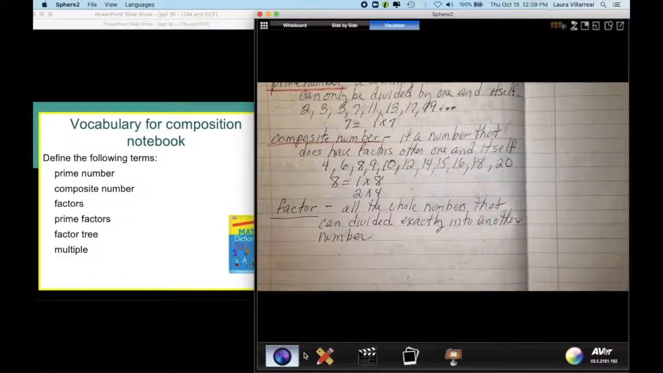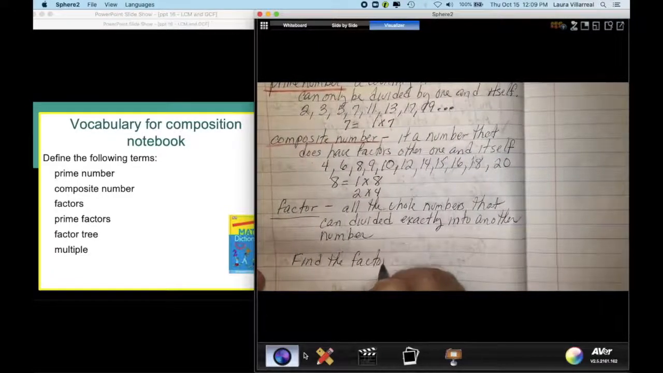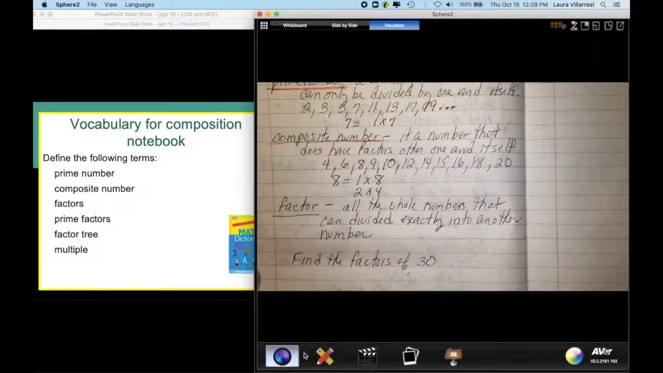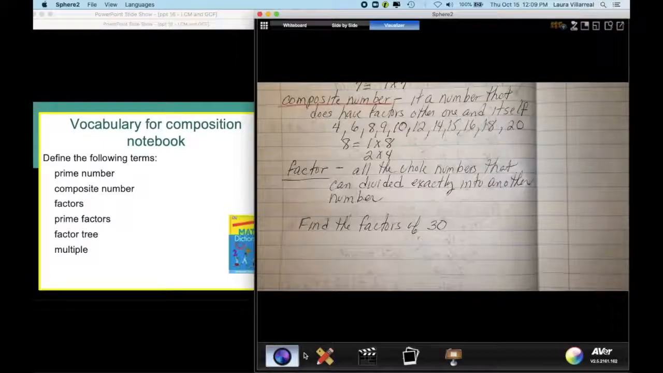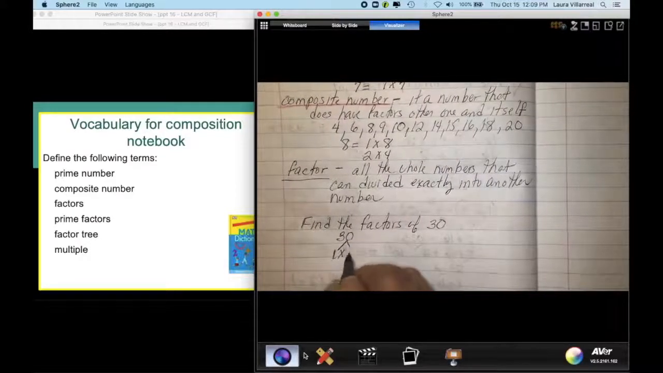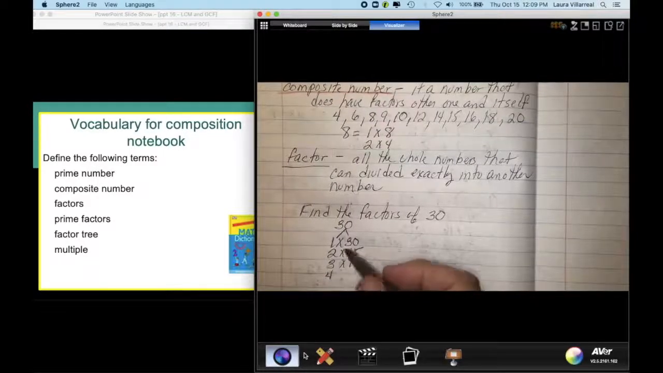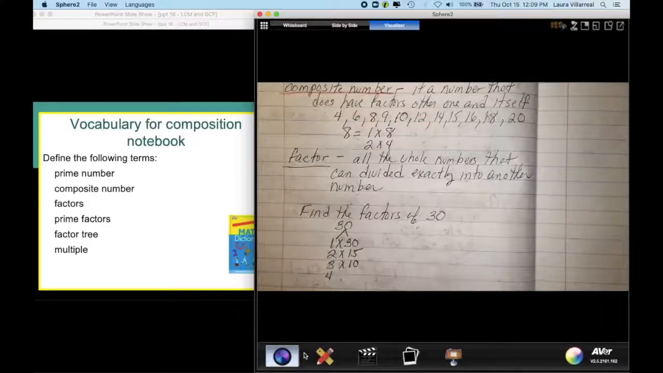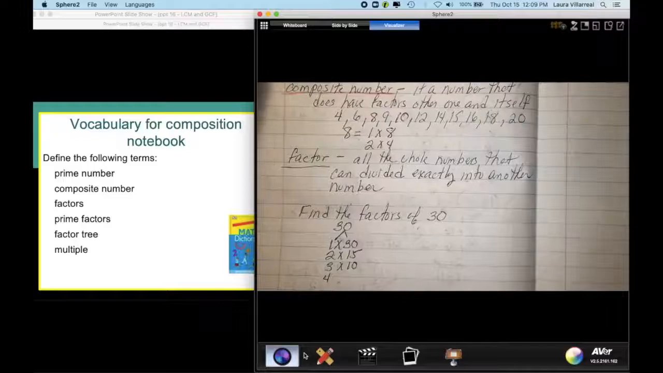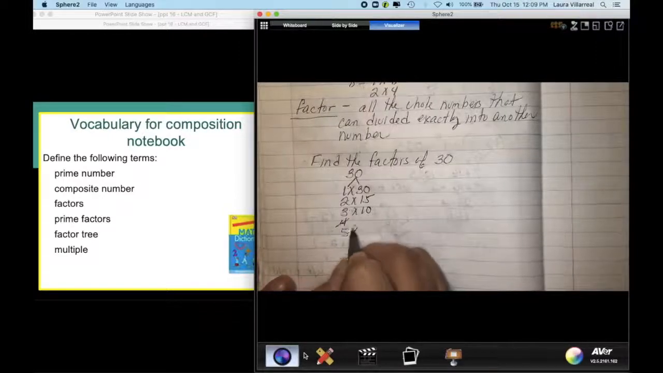Okay, so let's find the factors of 30. If I need to find the factors of 30, I'm going to break up the 30 into 1 times 30, 2 times 15, 3 times 10. Now 4 does not divide into 30, but notice how I'm going in a very organized list. Five times six, and when I want to go to six, I see I already have six.